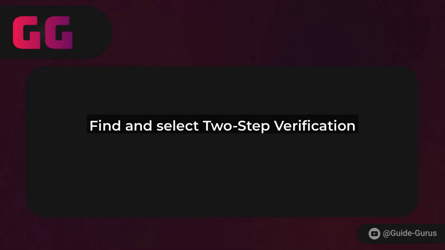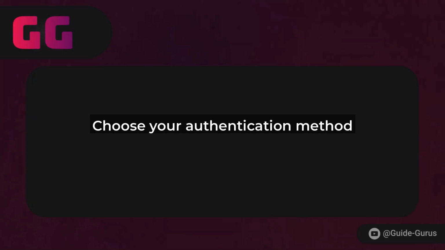PayPal typically offers a few methods, like using an authenticator app, such as Google Authenticator, or receiving codes via text message. I recommend the app for better security, but choose what works for you. Once you've selected your method, follow the on-screen prompts.